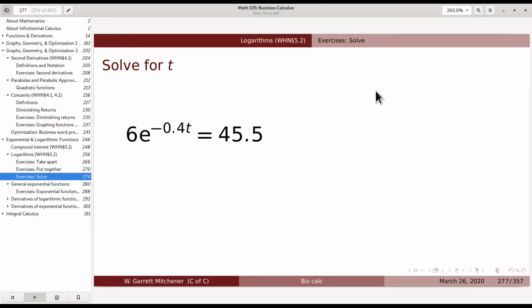Okay, here's another one. 6 times e to the negative 0.4t equals 45.5. Okay, so take a minute and try to solve that one.